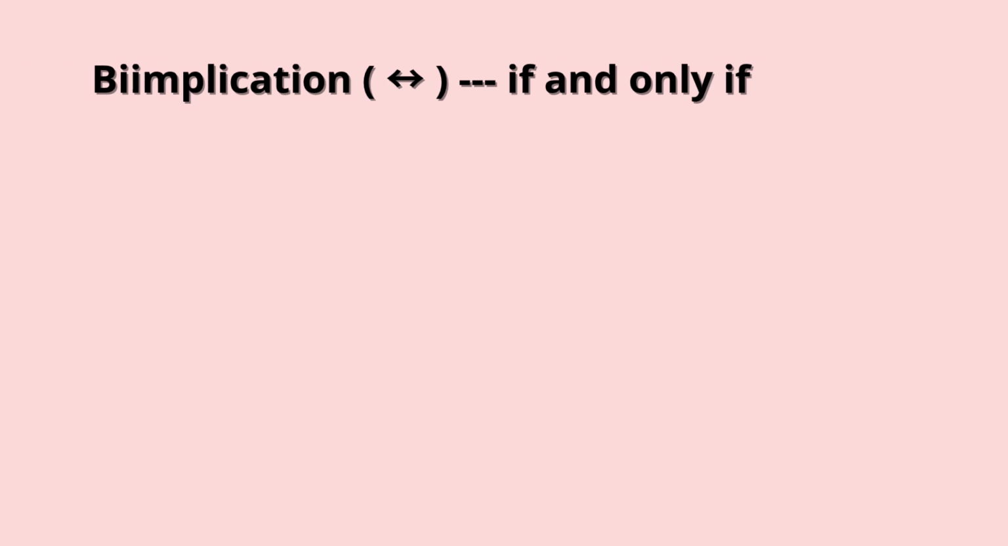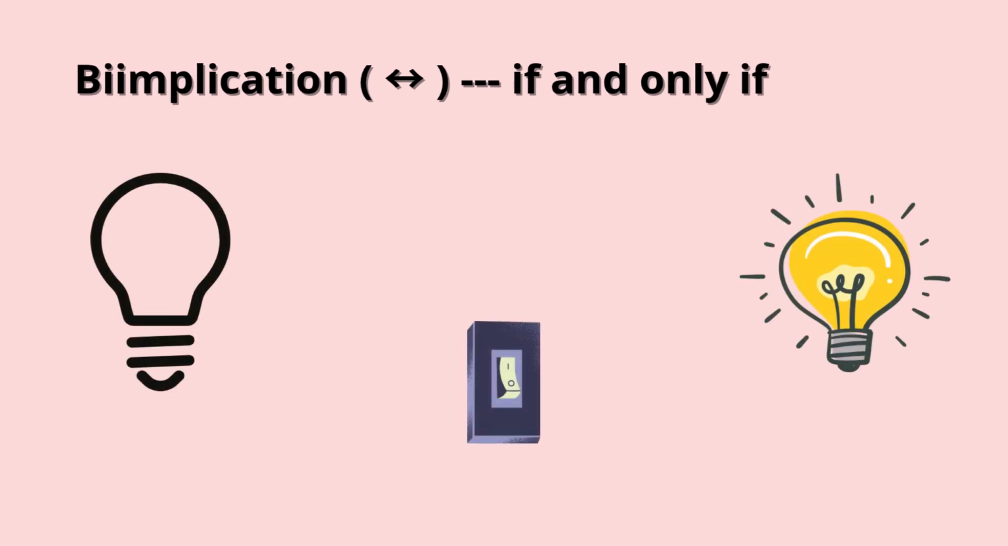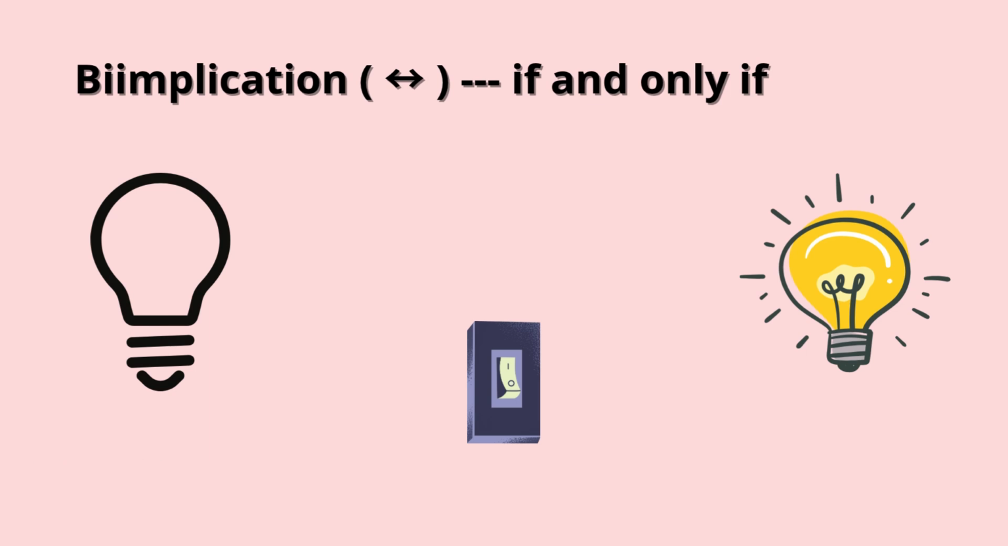Finally, there is the biconditional, or if and only if. This means that the value will be true if both values are equally true or both false. For example, the light will turn on if and only if the switch is pressed. And if the switch is pressed again, the light will turn off again. So they are interrelated.